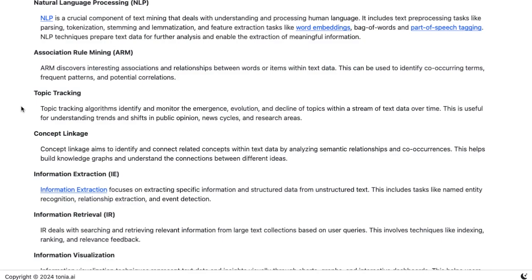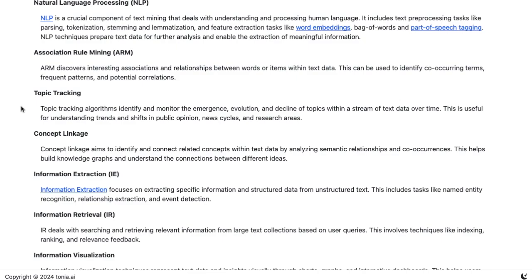Topic tracking algorithms identify and monitor the emergence, evolution, and decline of topics within a stream of text over a period of time. This is useful for understanding things like trends and shifts in public opinion, news cycles, or areas of research interest.